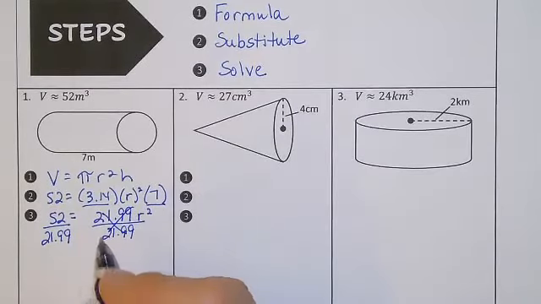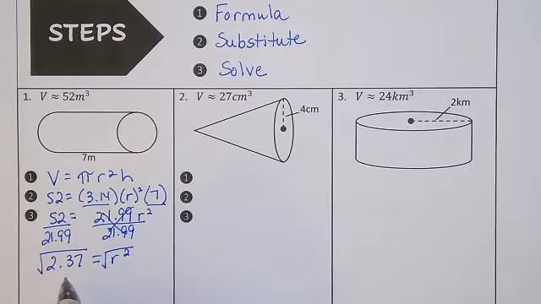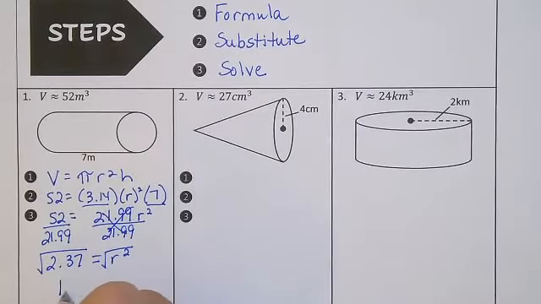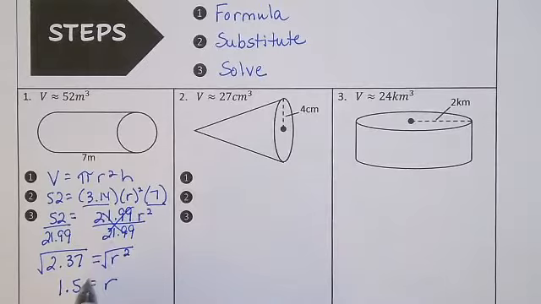Okay, so I end up with 2.37 equals r squared. Now, to undo a square, we find the square root. If I find the square root of r squared, I have to find the square root of 2.37. So I end up with 1.5 equals r. So my radius is 1.5 meters.